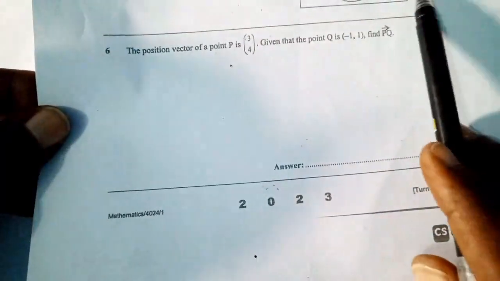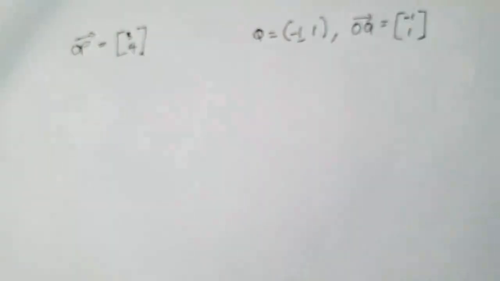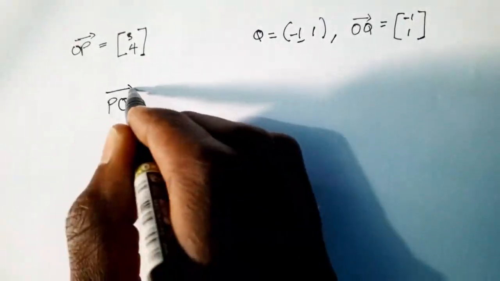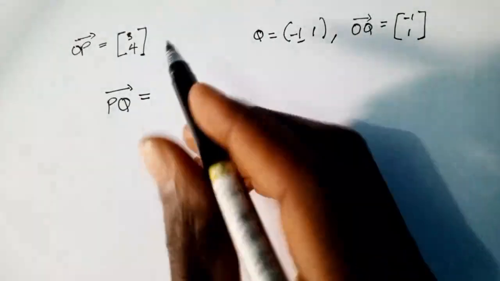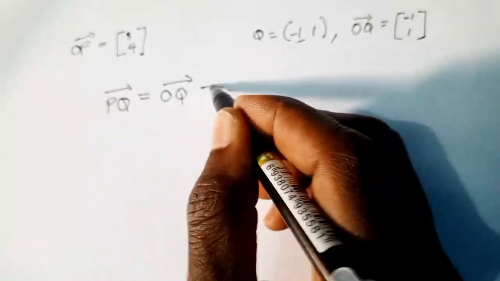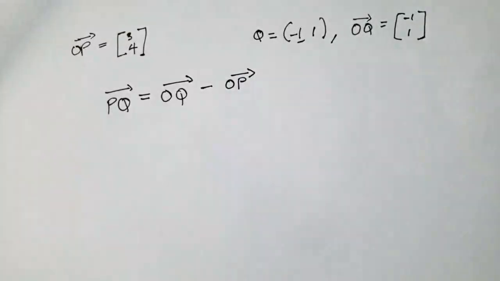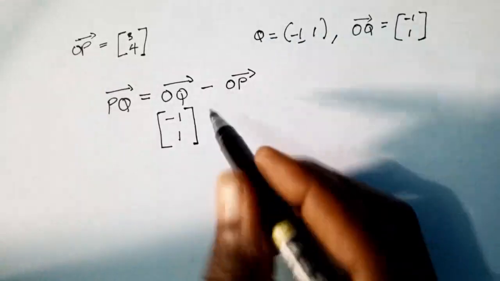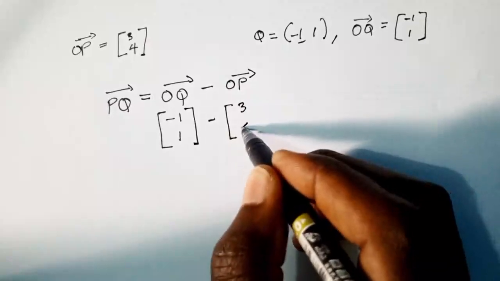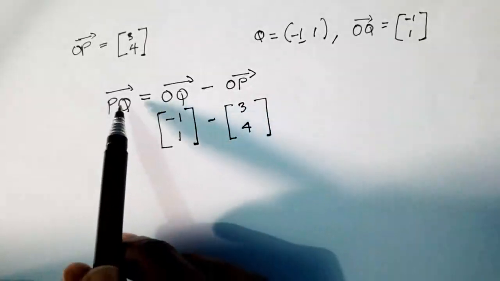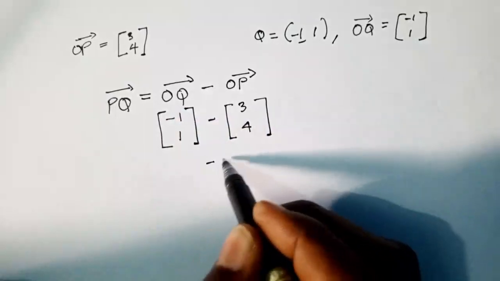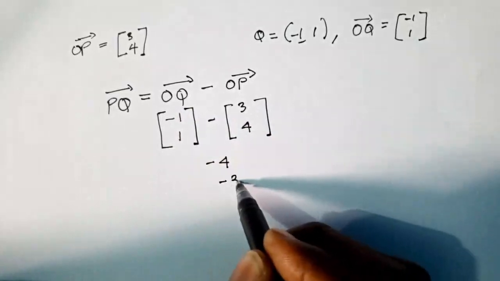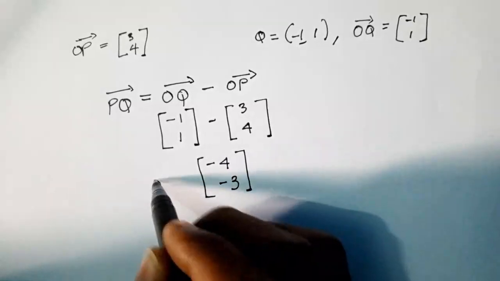Going back to the question, it's asking us to find what? PQ. PQ is equal to OQ minus OP. This is how you find it. OQ is (-1, 1). The markers expect you first to transform Q from a point to a vector. Then minus OP, which is (3, 4). Subtracting, we get -4 and -3. This is PQ.